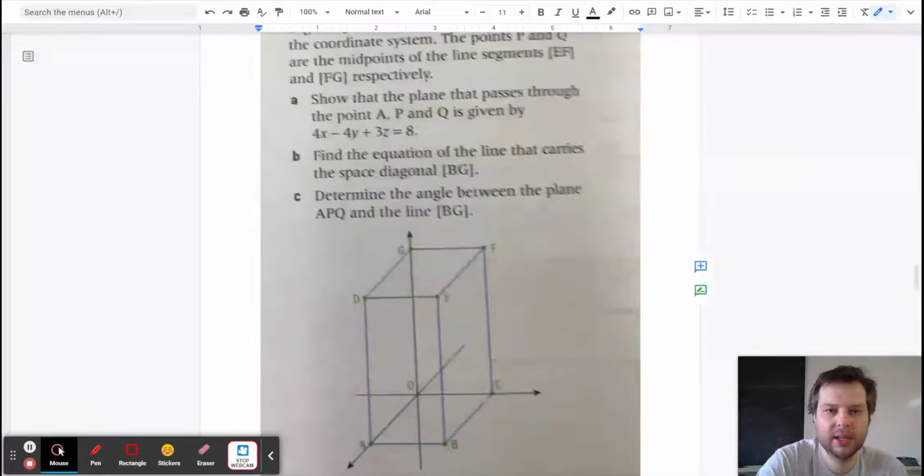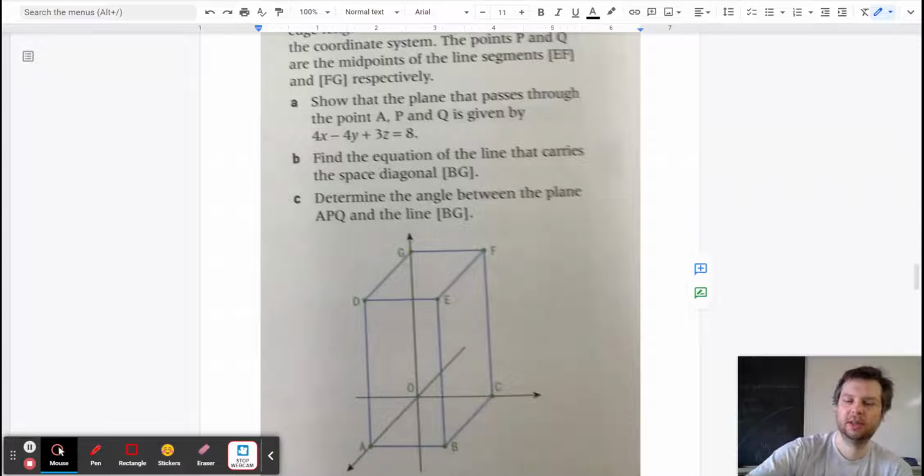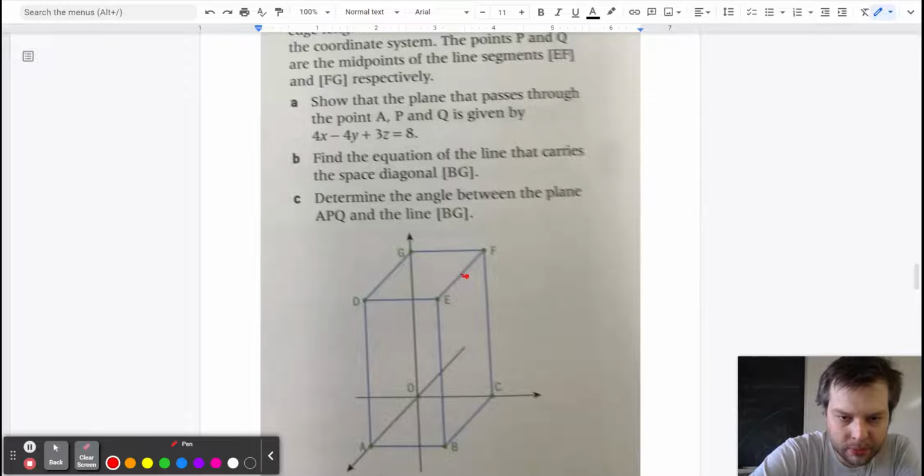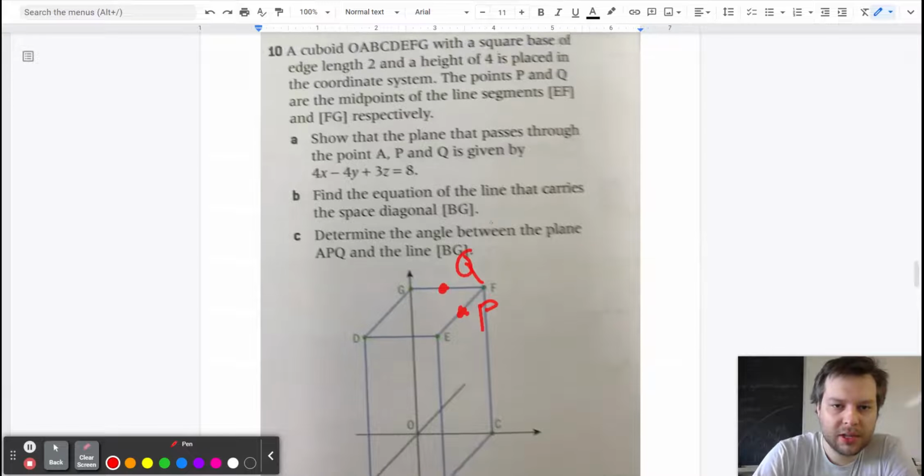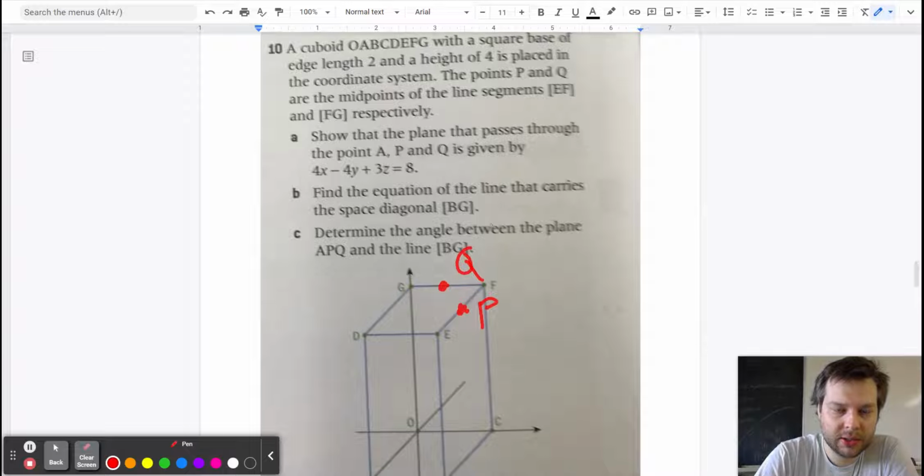All right, let's start labeling some stuff here. So P is the midpoint of EF, and Q is the midpoint of FG. Okay, there we go. Beautiful. And what were the measurements? Square base of length 2 and a height of 4.